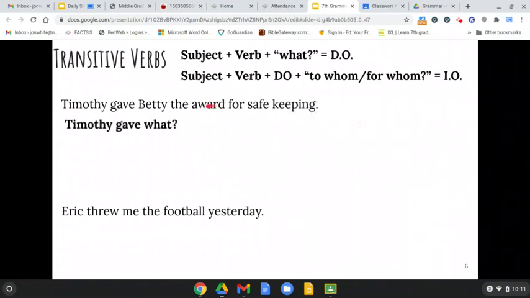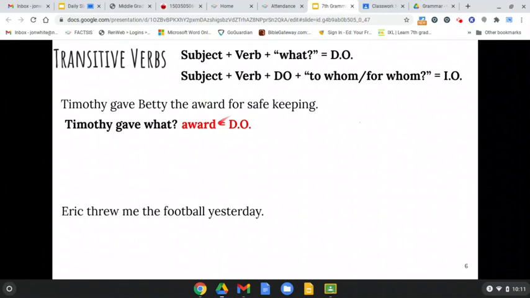Timothy gave what? Timothy is our subject. Gave is our action verb. And we say, Timothy gave what? Did he give Betty? It'd be odd to pick up Betty and give her to somebody. I wouldn't say that would be the appropriate way to handle the situation. So Timothy gave what? What's actually being given here? It's award. That's the direct object.